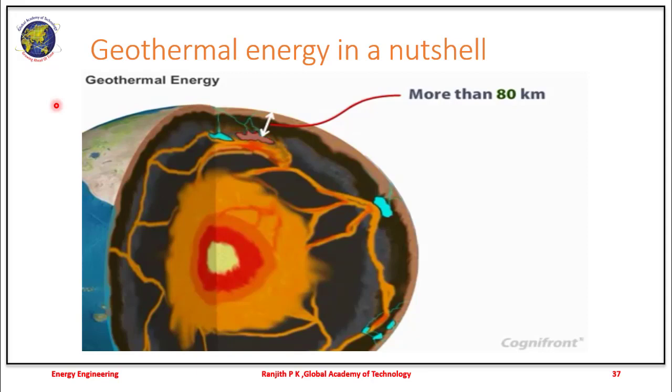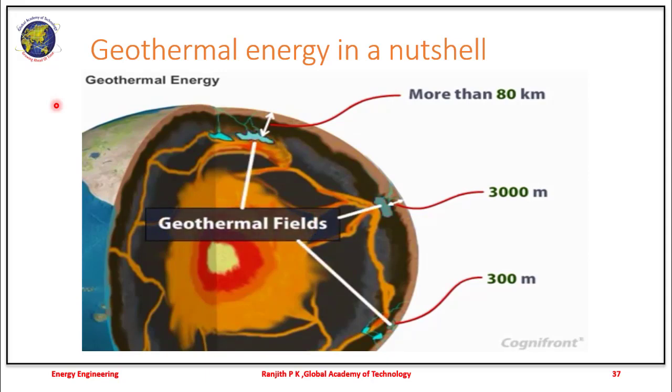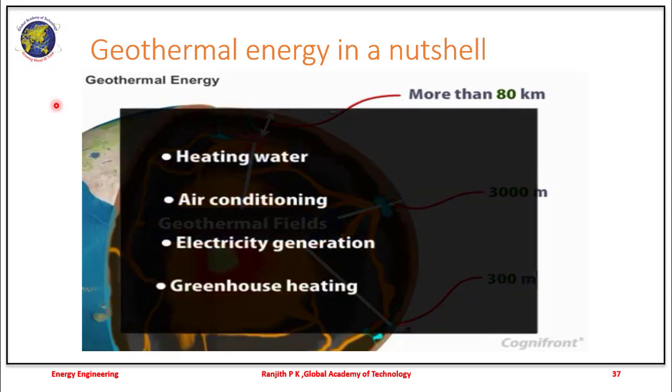Heat inside the earth is available at a depth of more than 80 kilometers. In some locations, it is available at a depth from 300 to 3000 meters. Such locations are referred to as geothermal fields. Geothermal energy is used for heating water, air conditioning, electricity generation, greenhouse heating, etc.